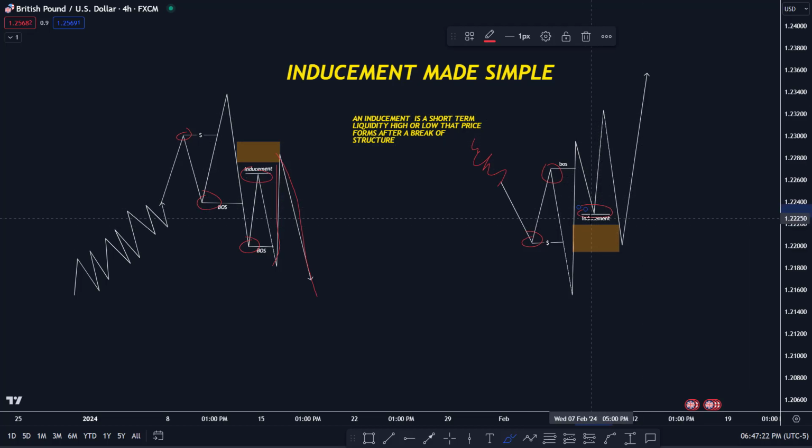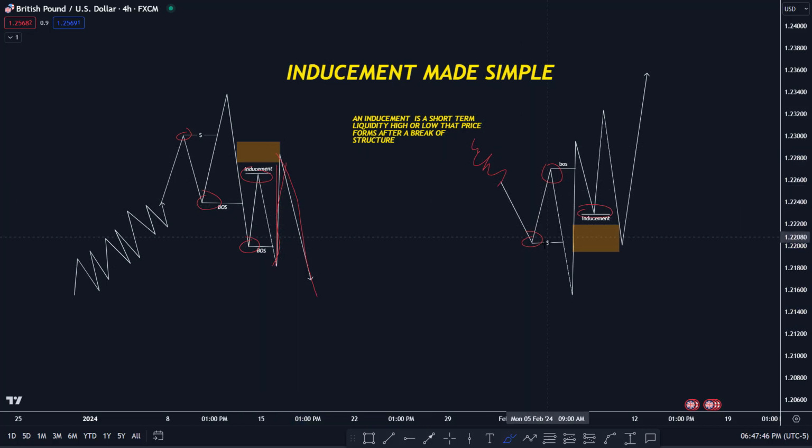Price will then induce traders, right, into buying or selling early. So right here, a lot of traders after this breakup structure will then come back and probably use an order block or a point of interest that is close to the breakup structure to then sell early. But us, we will be patient and wait for that short-term low to be created, and then for price to come back up and clear it before heading lower.